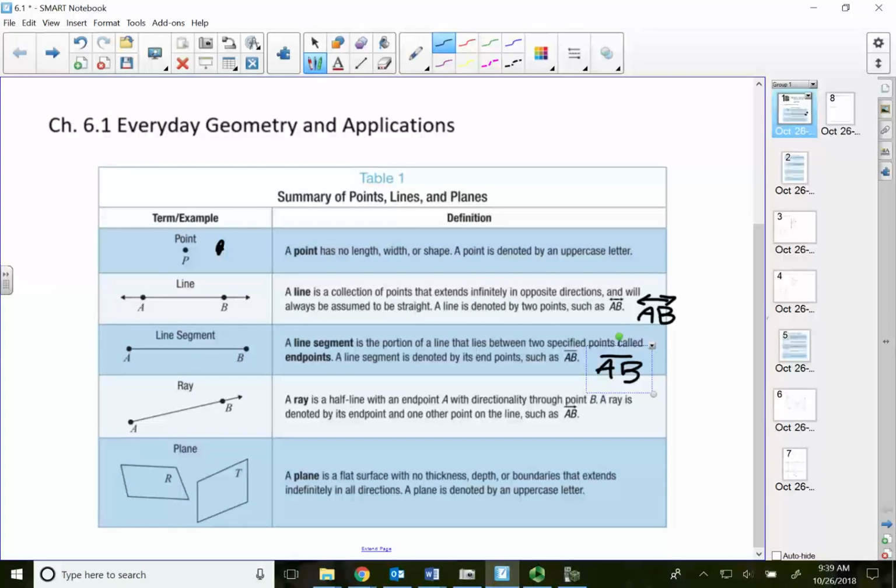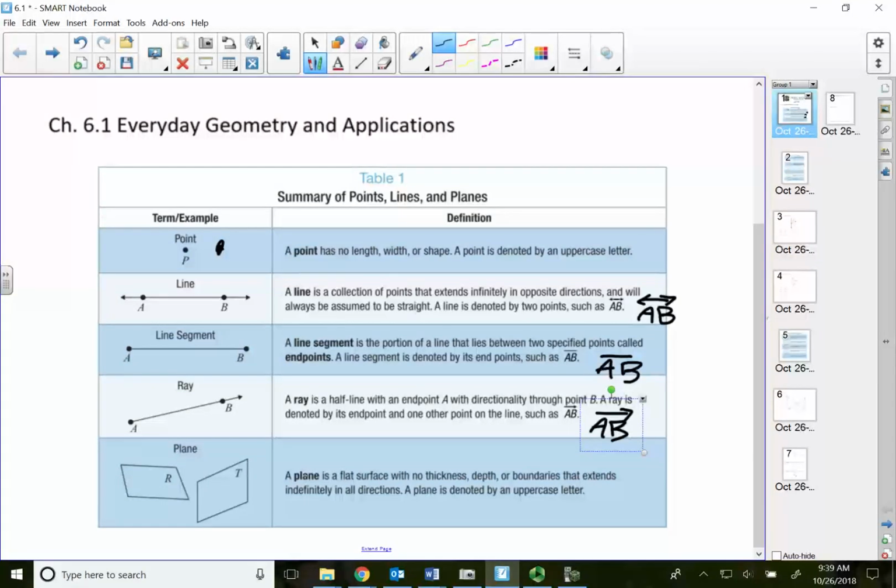All right, a ray is a half line with an endpoint A, going in a direction through point B. So basically, if I have a line and I cut off the left side of point A and let the other side keep on going, that will be denoted as ray AB. Now we care about rays because if I have two rays that share the same common endpoint, I can create an angle.